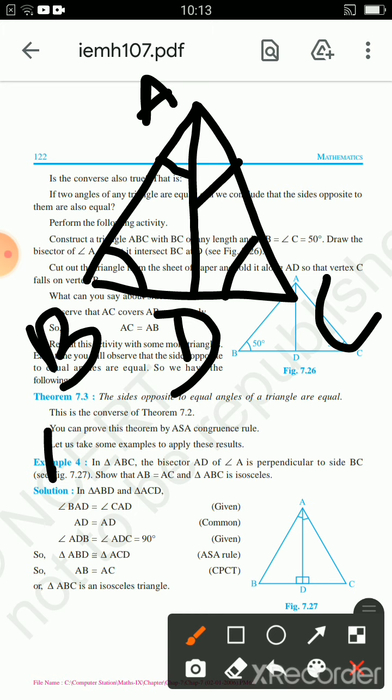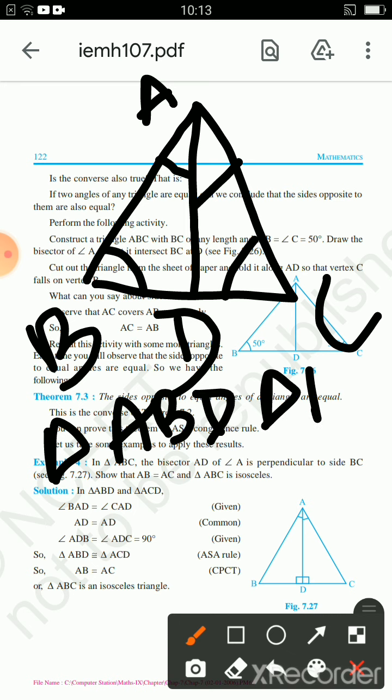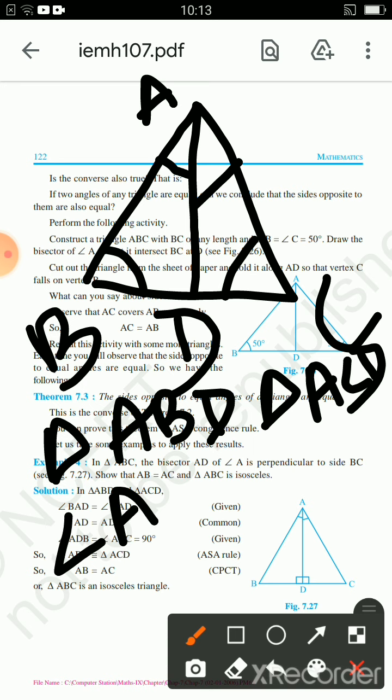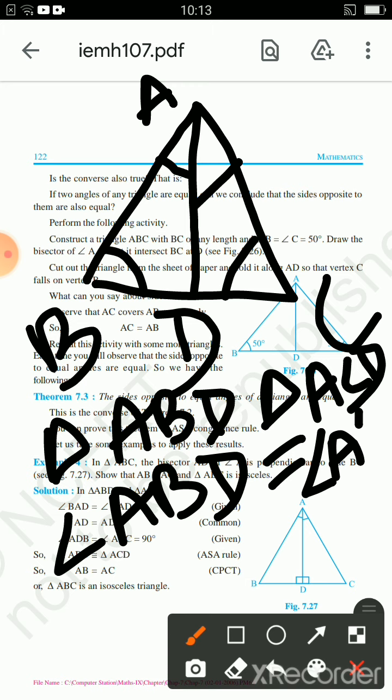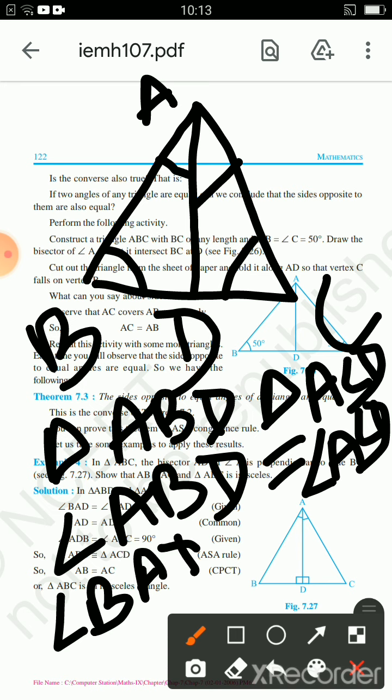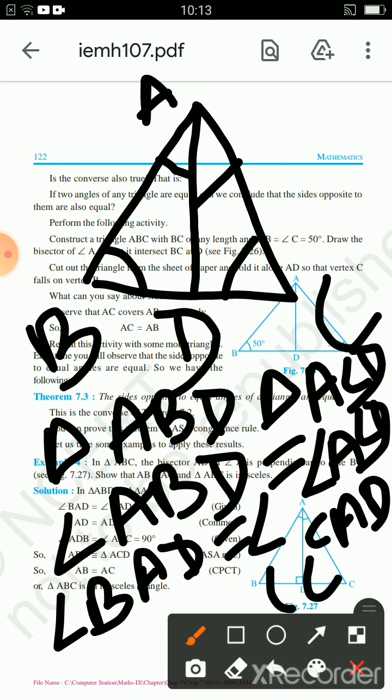Now consider triangle ABD and triangle ACD. Angle ABD is equal to angle ACD, given; angle BAD is equal to angle CAD by construction; and AD is equal to AD. It is common to both the triangles.